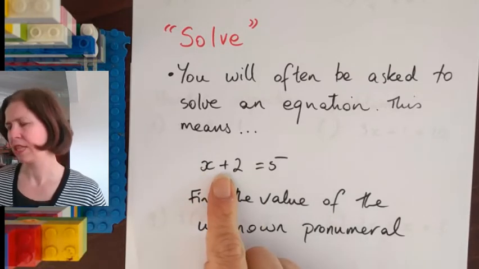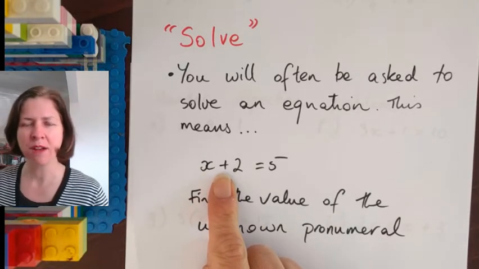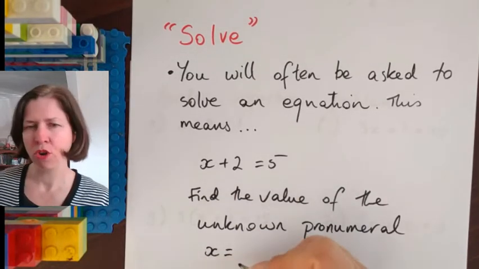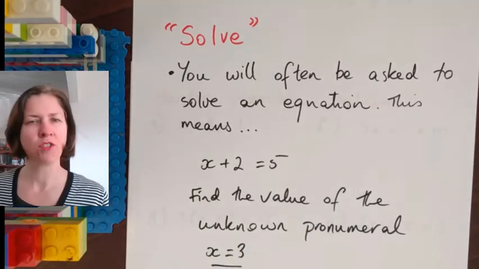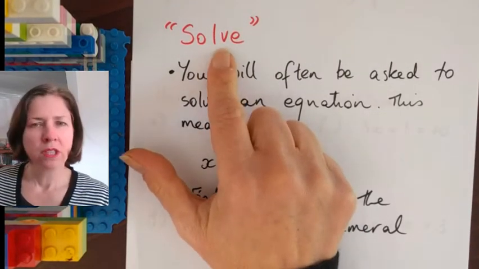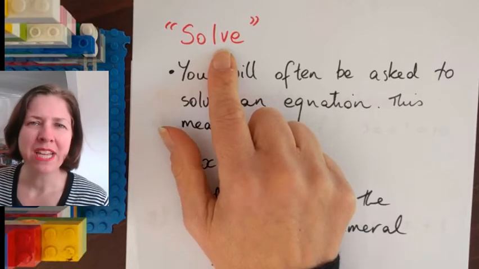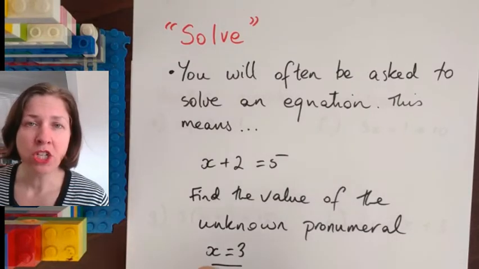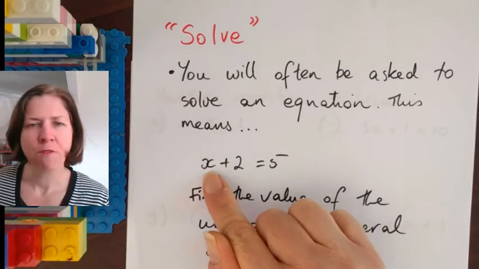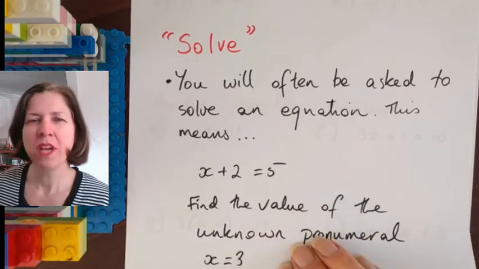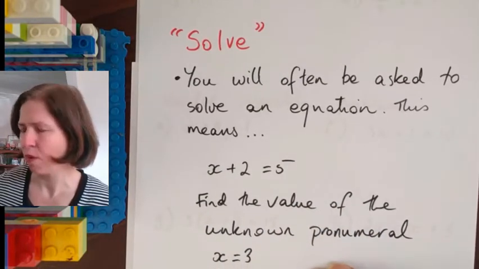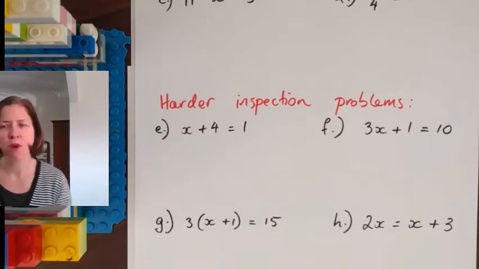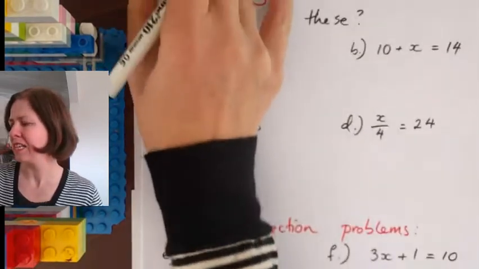Now in this case I can do that easily. It's 3. 3 plus 2 is going to equal 5. So the value of the unknown pronumeral, which is x, is 3. I've solved it. Look for the word. It's important with maths to always read the instructions. When it says solve, it means they've given you an equation and you need to find the value of the missing pronumeral. So we're going to learn two techniques for solving equations in this lesson, but they're not proper algebraic methods. We're going to learn those in the next video.